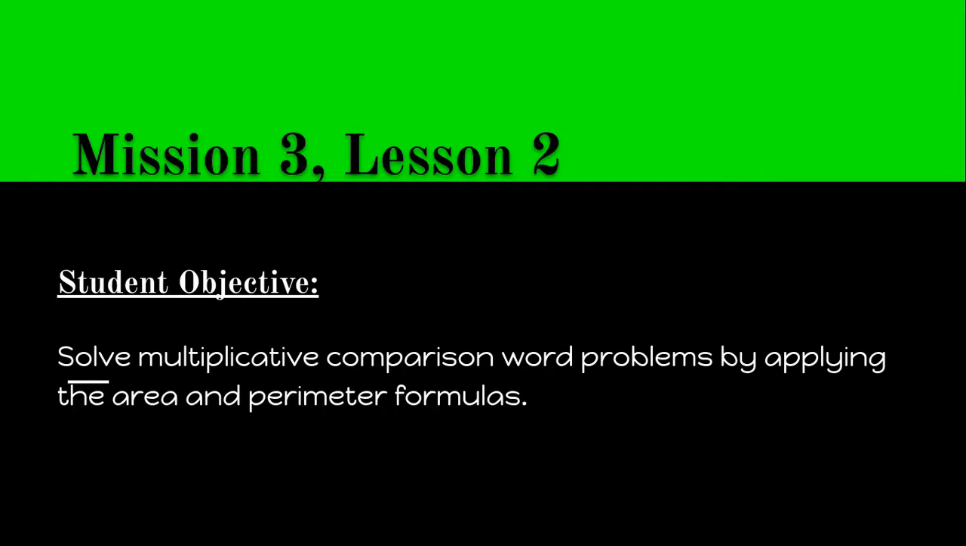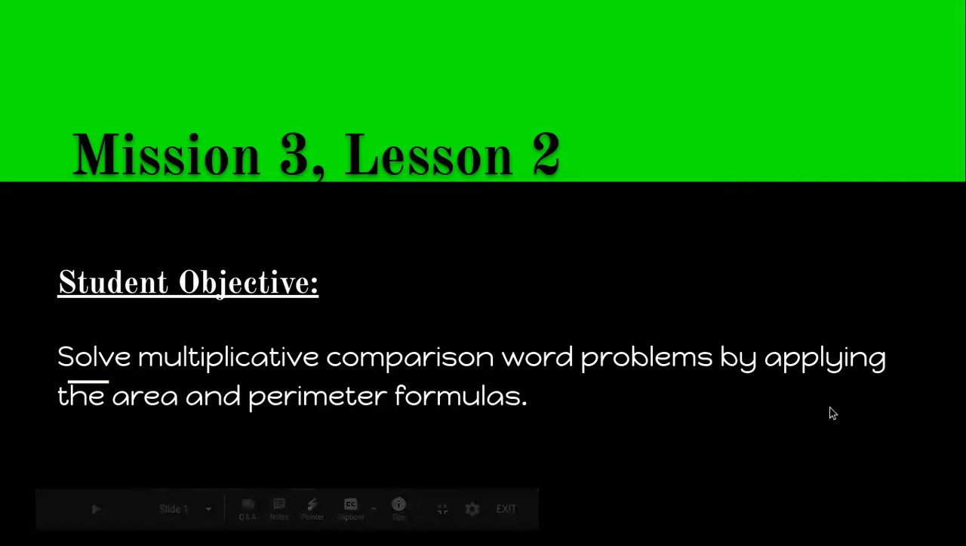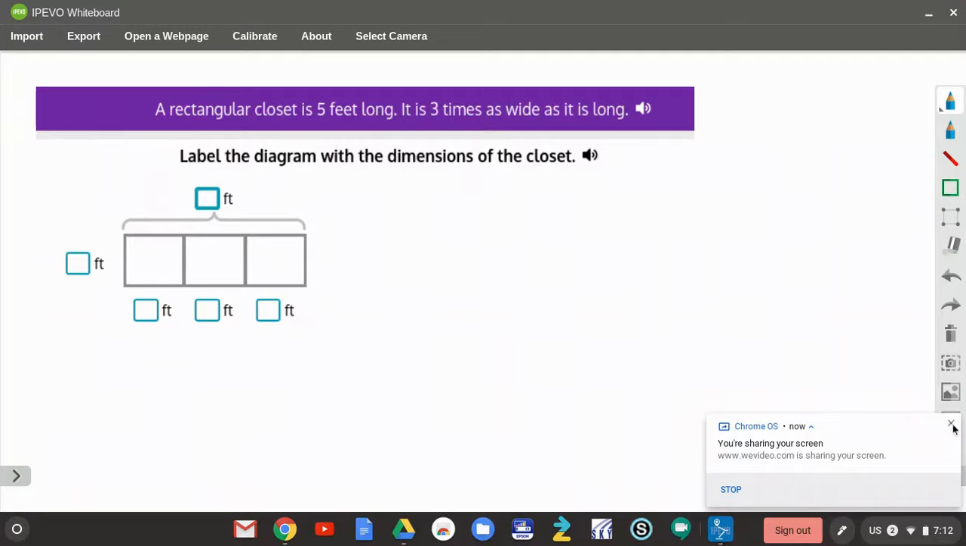It's really just a step up from yesterday, our previous lesson, where we were using our formulas for area and perimeter and setting up some word problems that way. So that's what we're going to be doing here, perimeter and area. So we might be given a problem such as this.